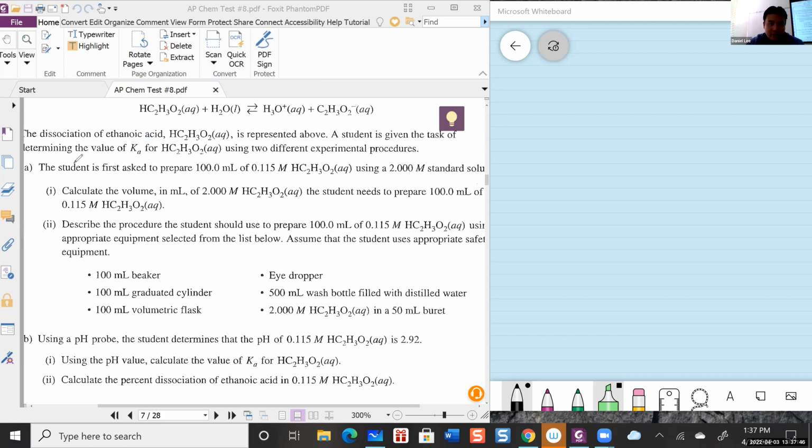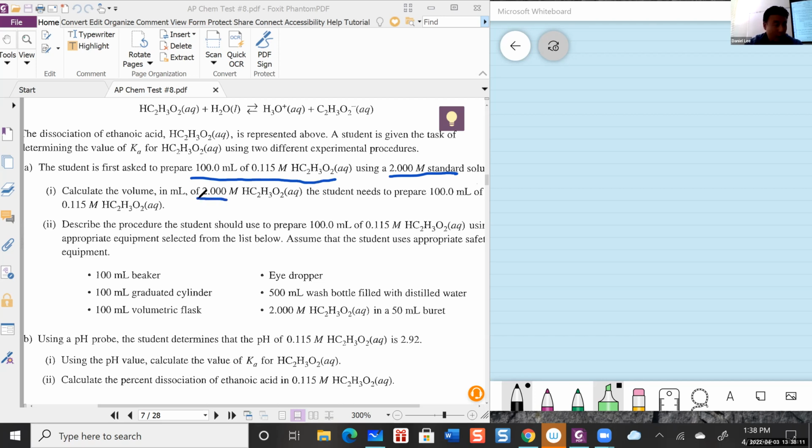So you want to find out the equilibrium constant. That's the goal, using 2 different experimental procedures. So the student first is asked to prepare the acetic acid using a 2 molar standard stock solution. So this is dilution. So part A says calculate the volume of the 2 molar stock solution.